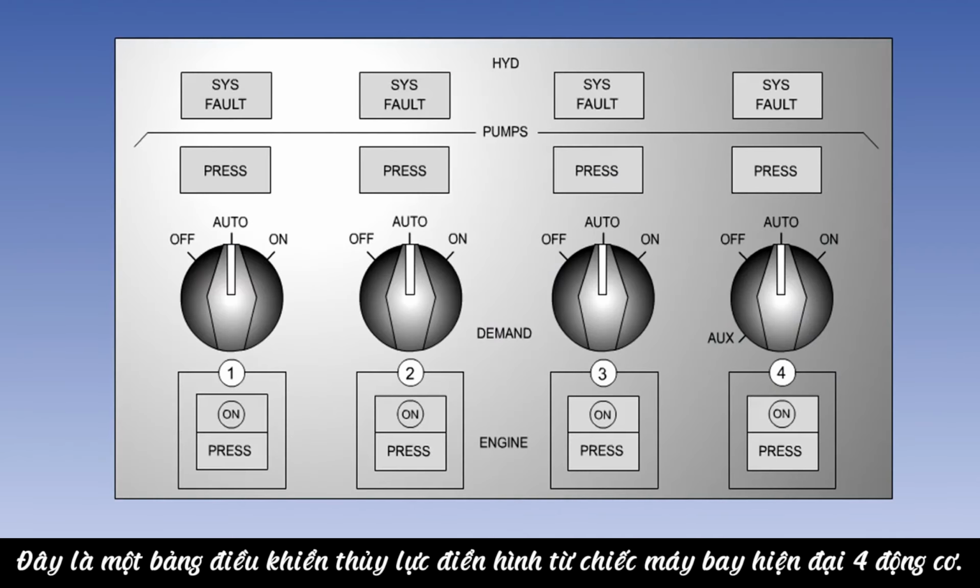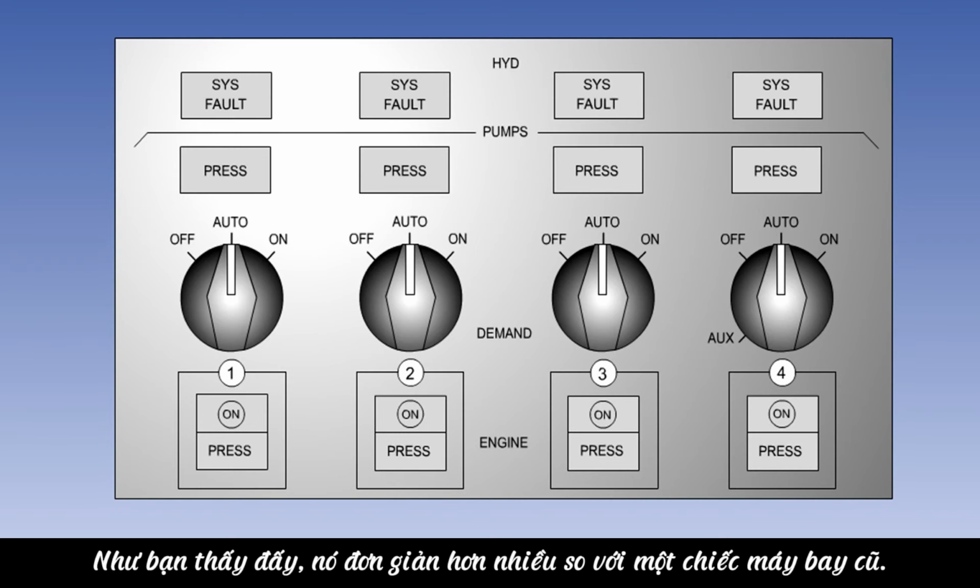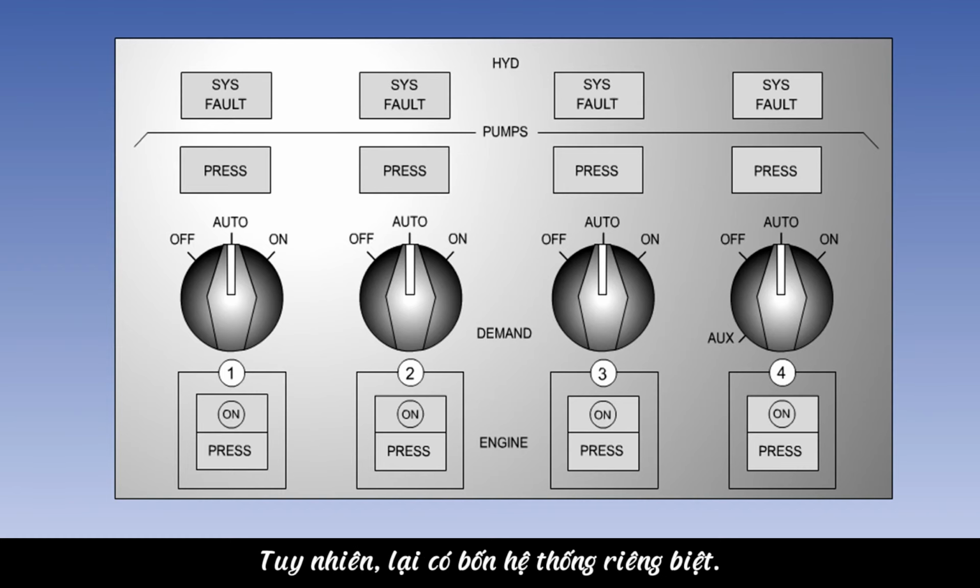Here is a typical hydraulic control panel from a modern 4-engined aircraft. As you can see, it is much simpler than an older aircraft. However, again, there are 4 separate systems.